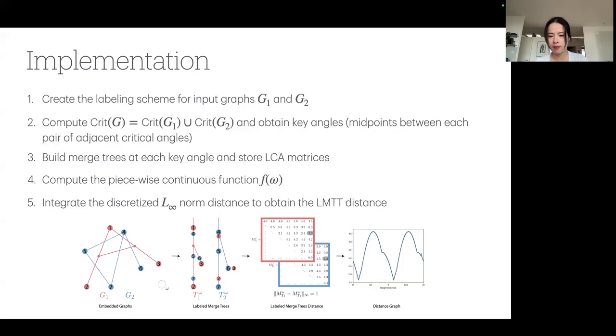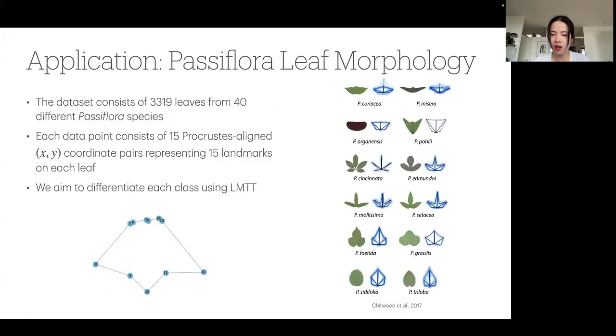All right, so following these steps to implement it, we want to actually test to see if this distance gives me something meaningful, i.e., can it differentiate the differences between two embedded graphs? So we used it on two data sets. The first one consists of more than 3,000 Passiflora leaves of 40 different species. Each data point consists of 15 cross-aligned XY coordinate pairs representing 15 landmarks on each leaf.